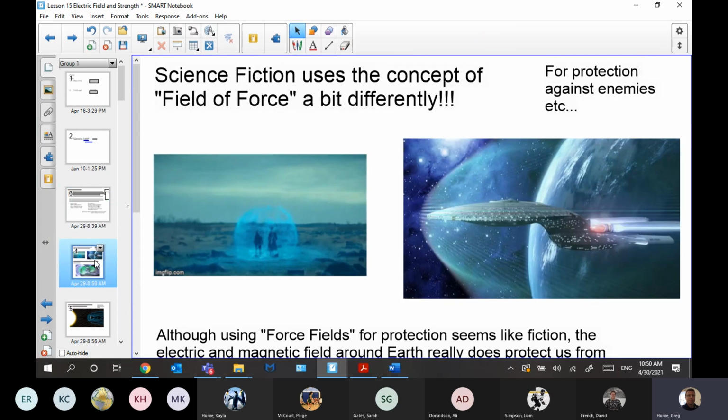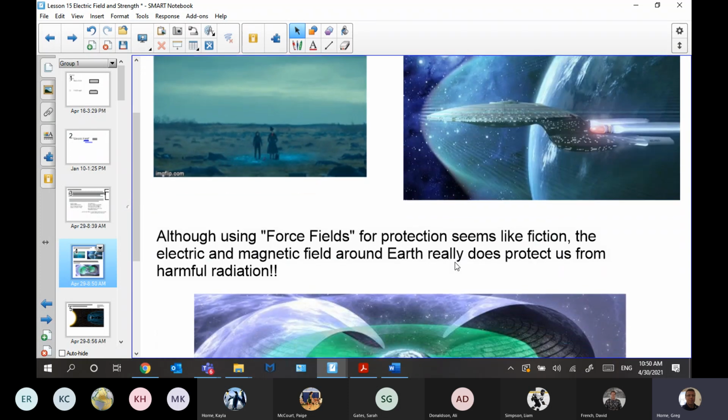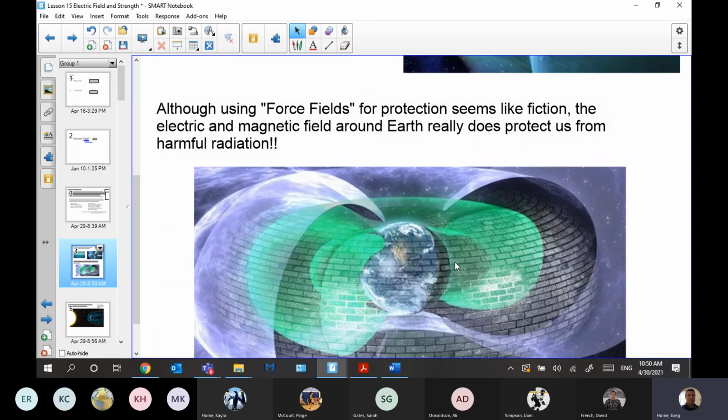So when you visualize this, science fiction, of course, talks about force fields. So these people were on an alien planet, and they had a force field around them, or there's the Enterprise with the force field around it to protect against enemies. It seems kind of like science fiction. Well, it is science fiction, obviously, but force fields are actually kind of a real thing, right?